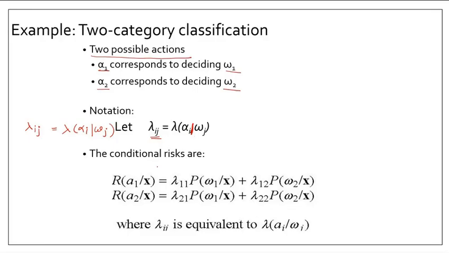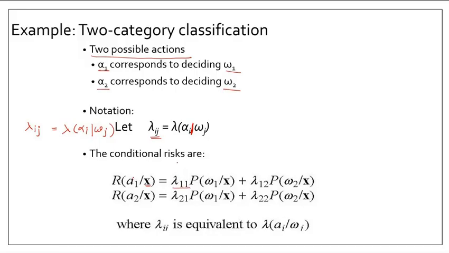Okay. Now the conditional risk when I take decision alpha 1 given some input x is equal to, so this we can write as lambda 11.